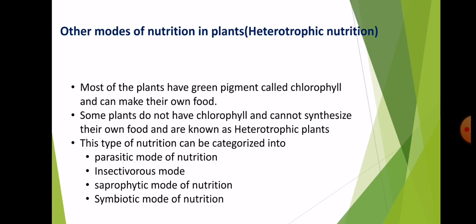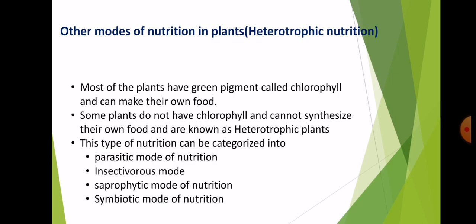But there are some other plants that do not contain any chlorophyll. Hence they are unable to prepare their food by themselves. Therefore, they rely on other plants and animals for their food. This type of plants are known as heterotrophic plants. Now, this type of nutrition can be further categorized into 4 categories.